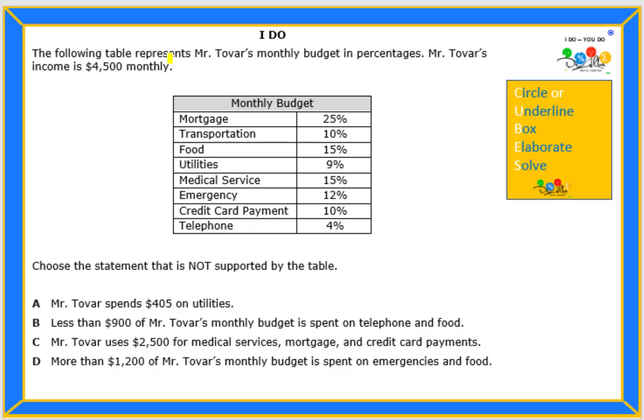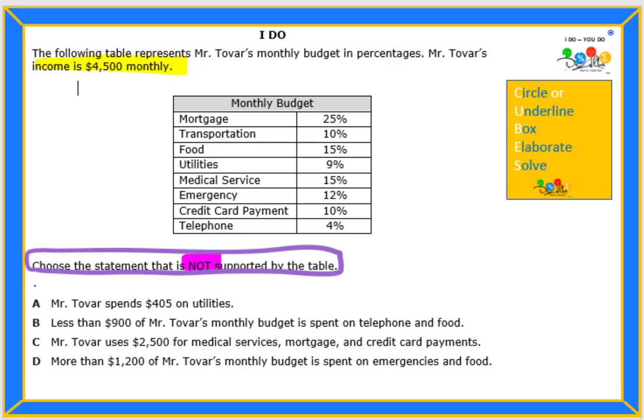The following table represents Mr. Tovar's monthly budget in percentages. Mr. Tovar's income is $4,500 monthly. Choose the statement that is not supported by the table. So we are looking for the statement that is not true.